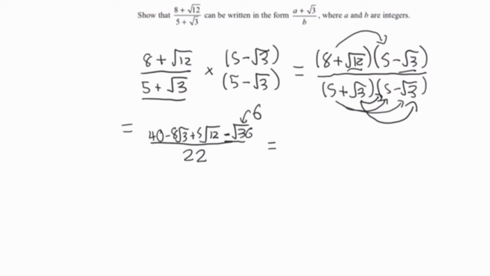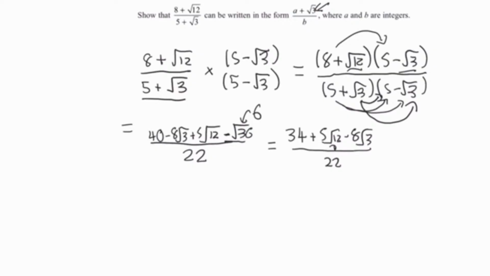So what we have right now is 40 minus 6, which is 34, plus 5 root 12 minus 8 root 3, and that is all over 22. Now if you notice the question, it wants it in the form plus root 3, and if you look at what we have, root 12 and root 3. So all we need to do is change this root 12 in terms of root 3. So this is how you do that.